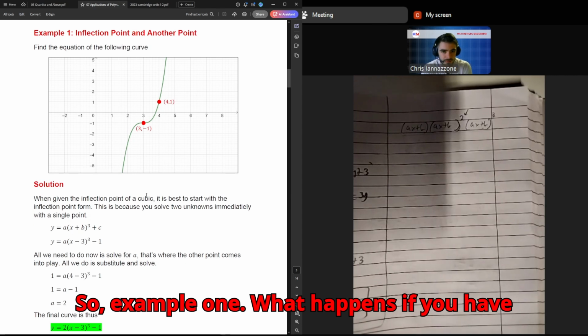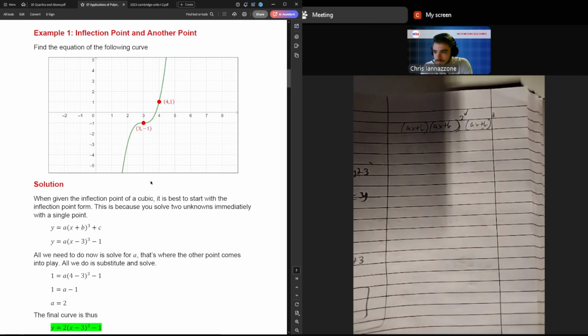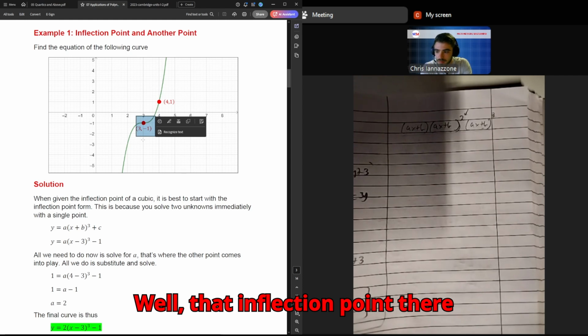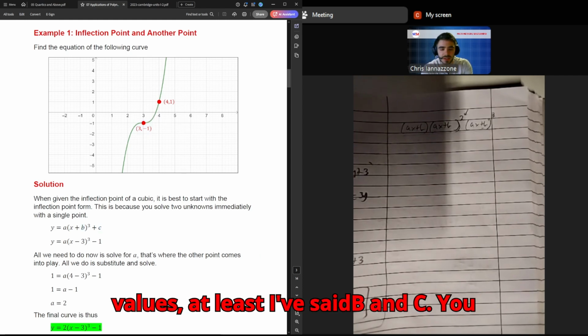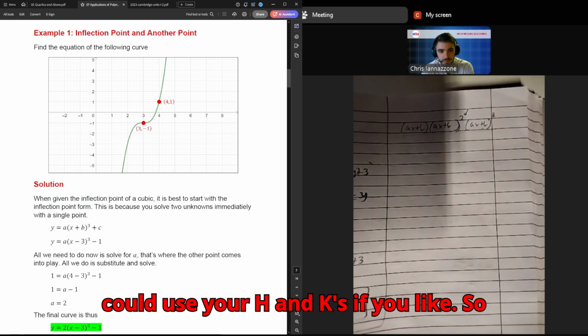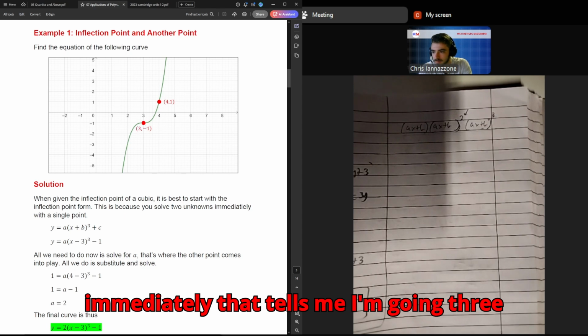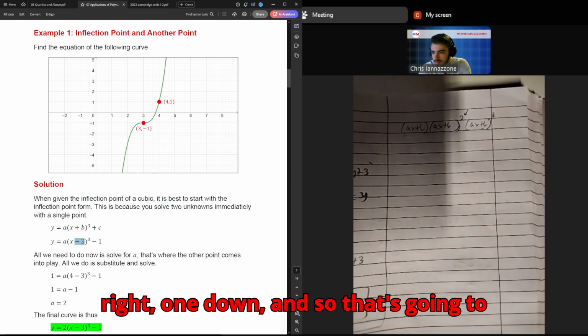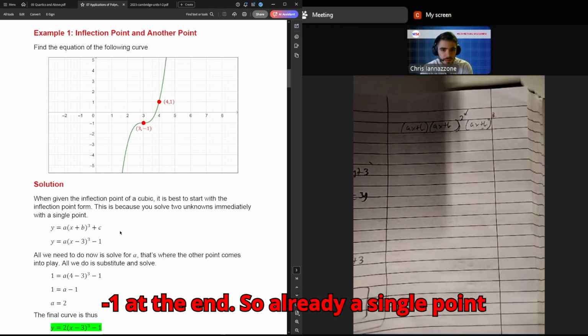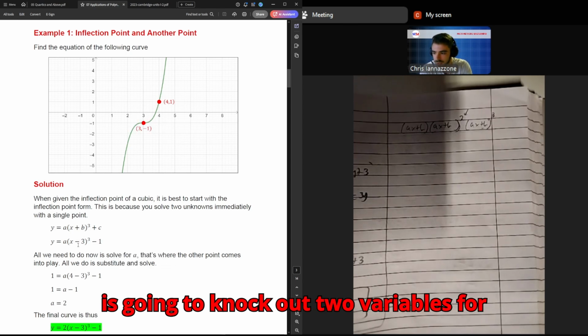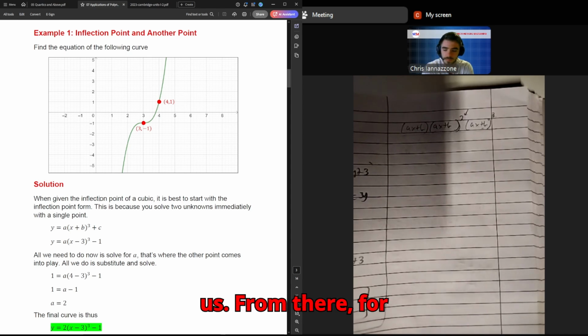What happens if you have the inflection point and another point? Well, that inflection point there immediately tells you the b and c values. At least I've said b and c. You could use your h and k's if you like. So immediately that tells me I'm going 3 right, 1 down, and so that's going to be described by x minus 3 and then a minus 1 at the end. So already a single point is going to knock out 2 variables for us.